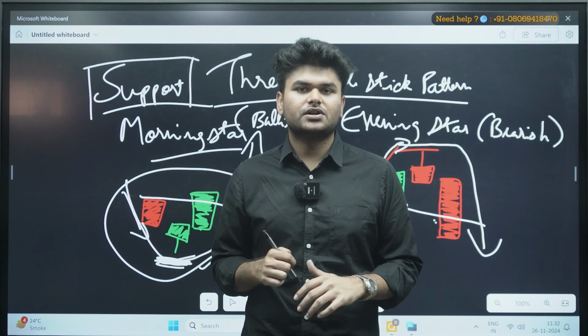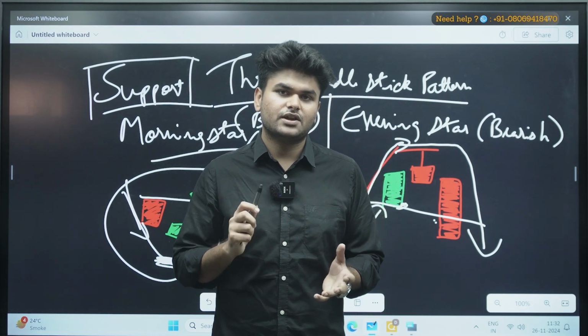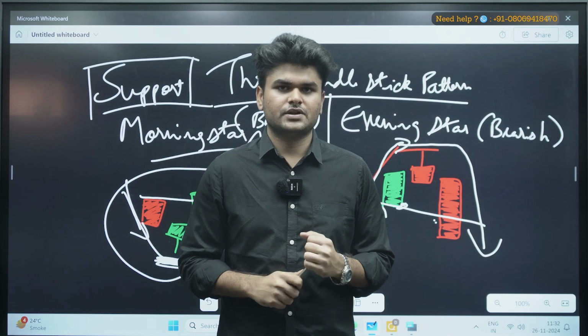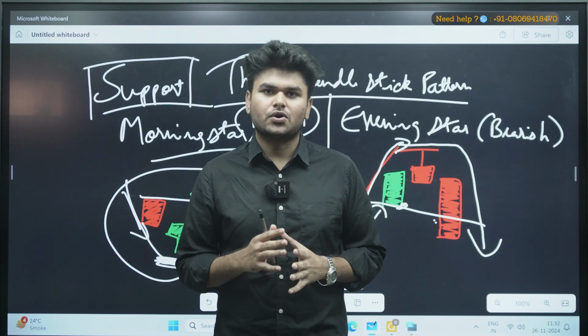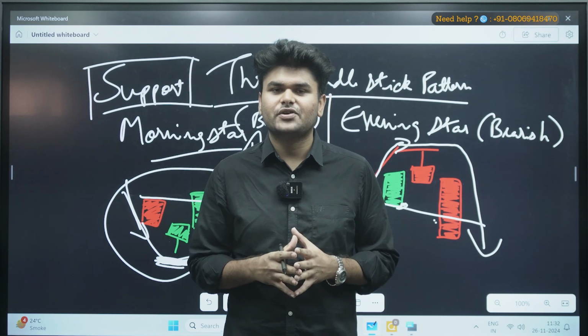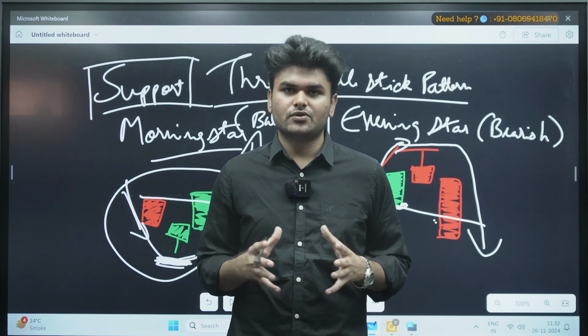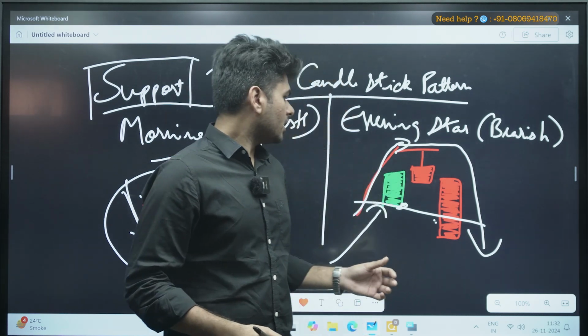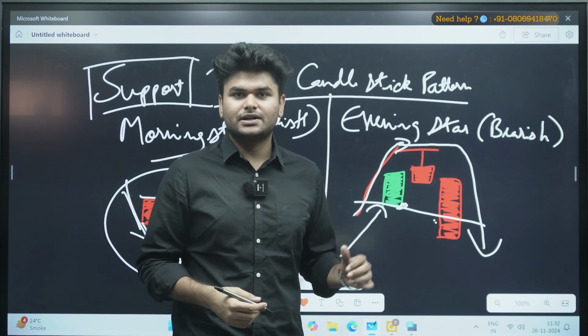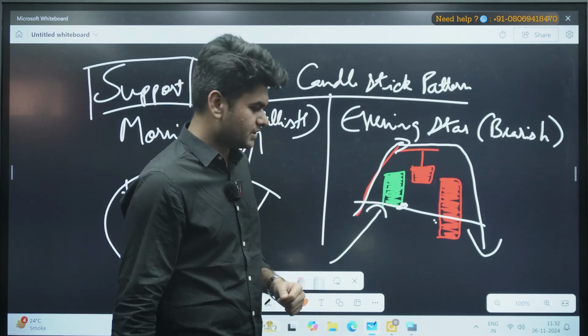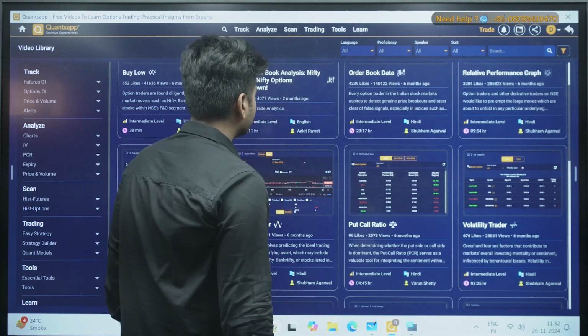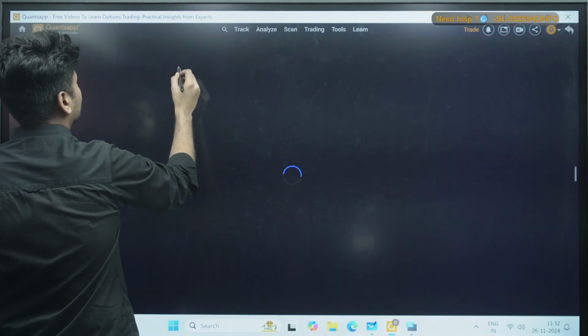So this can work even on the intraday, this can work even on the higher time frame. So I hope you would have gotten the concept by now. Okay, so if you have any doubts or queries, you can drop it in the comments and we'll try to help you out. Okay, now let's just go to Quantsap and let's just check out a few charts and take examples. Okay, so we'll go on the analyze and chart order trade.